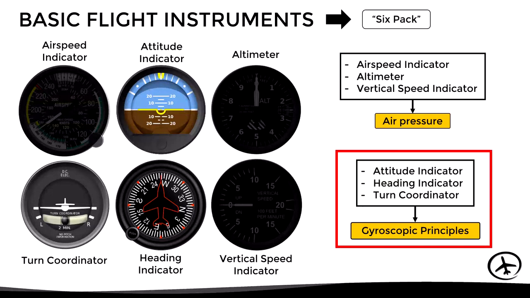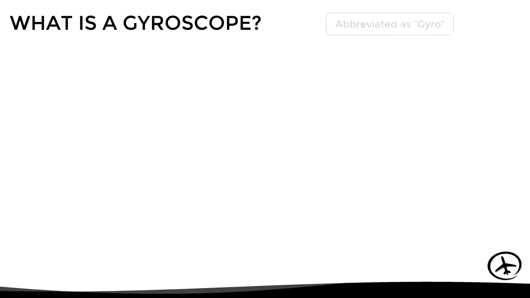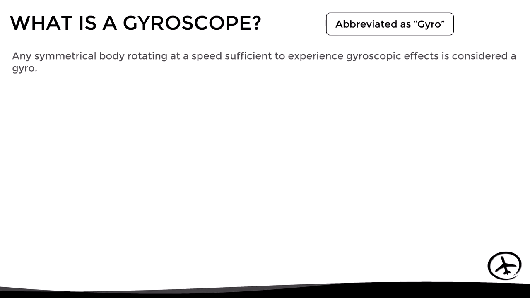With this in mind, we must say that each of these instruments has its own internal gyroscope, specially arranged to measure a certain parameter. But before we go into detail with each one, let's see what a gyroscope actually is. A gyroscope, often abbreviated as a gyro, is any symmetrical body rotating at a speed sufficient to experience the gyroscopic effects. This is a very basic description.